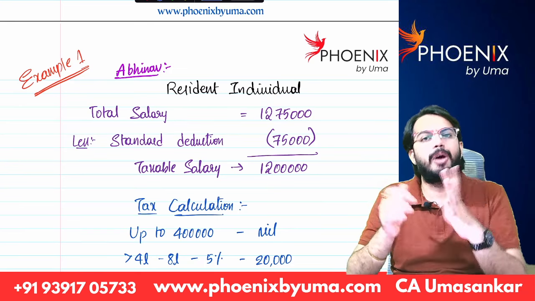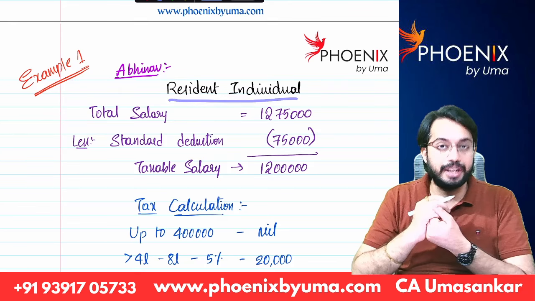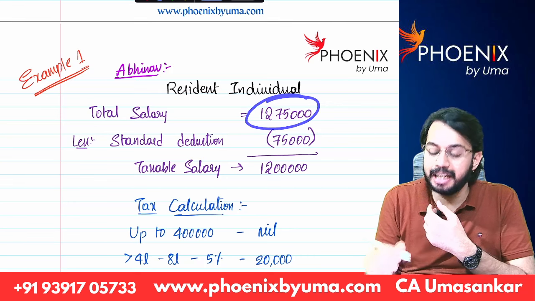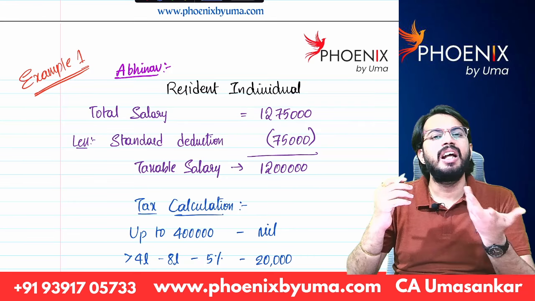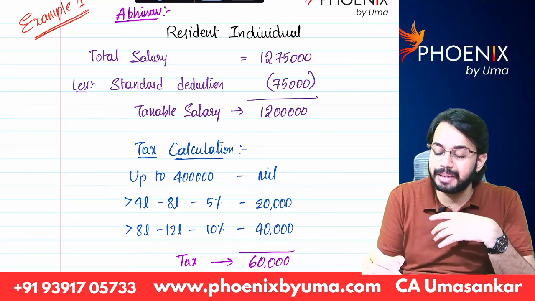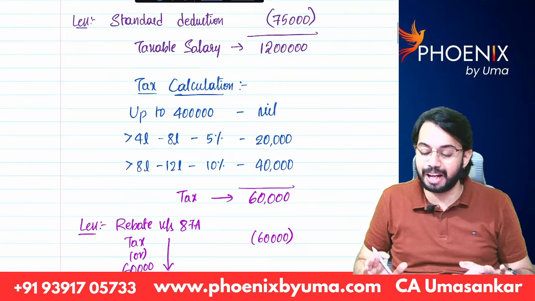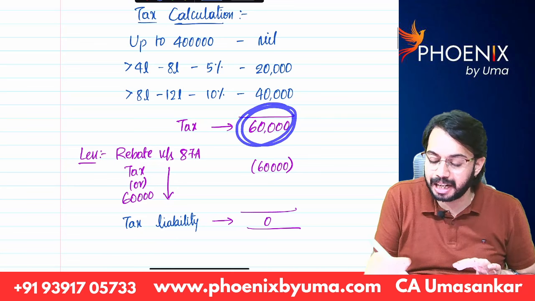I will take one small example. There is an individual, Abhinav. He is a resident individual. His total salary is 12,75,000. He will claim standard deduction of 75,000. Then his taxable salary is 12 lakhs. If his taxable salary is 12 lakhs, what is the tax liability?